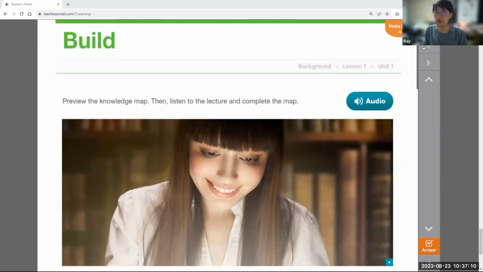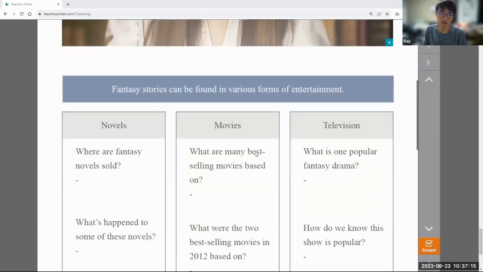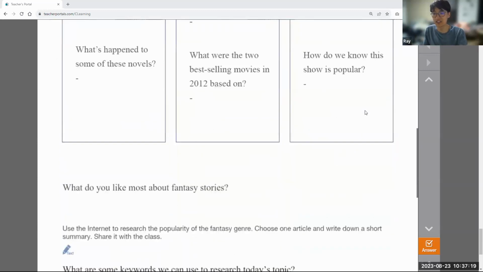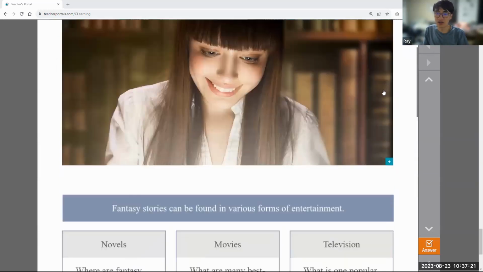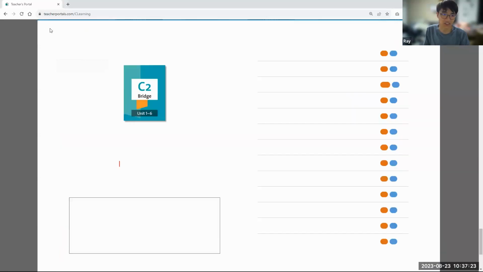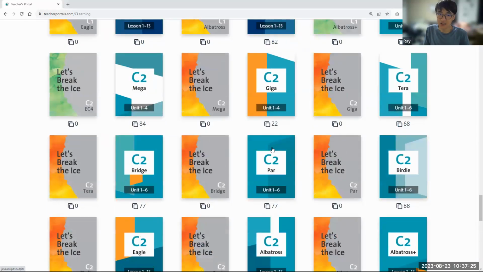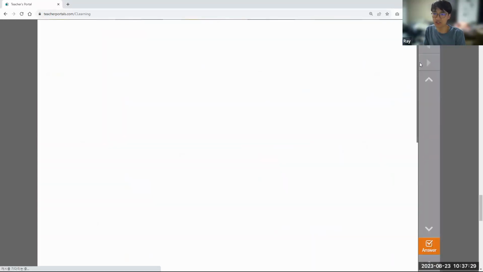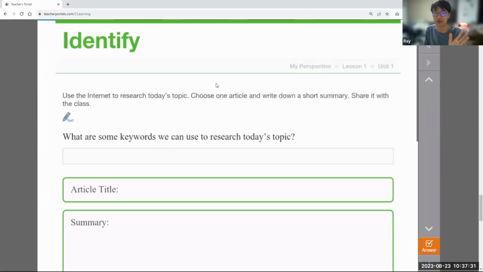Again, EC4 to Bridge, they give you the question. In this case, the first one is a listening. There's no reading here, so we'll go over listening later. But for now, any questions about the reading perspective part?